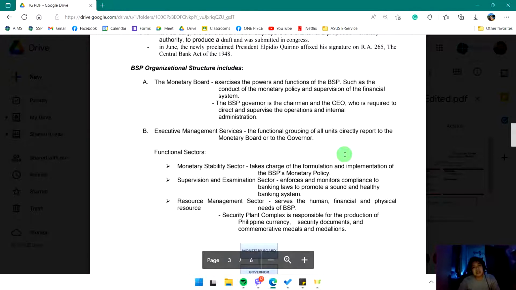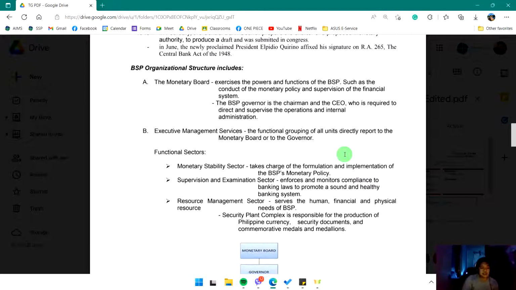We will now proceed with the organizational structure of the BSP, the Bangko Sentral ng Pilipinas. As I've said, BSP has its own regulatory body. They have their own power. It is not an ally of the government, nor is it controlled by the government. BSP acts on its own. And with that being said, the BSP's function is huge. The stability of our economy depends on them, on what kind of inflation rate they set, and our monetary policies.